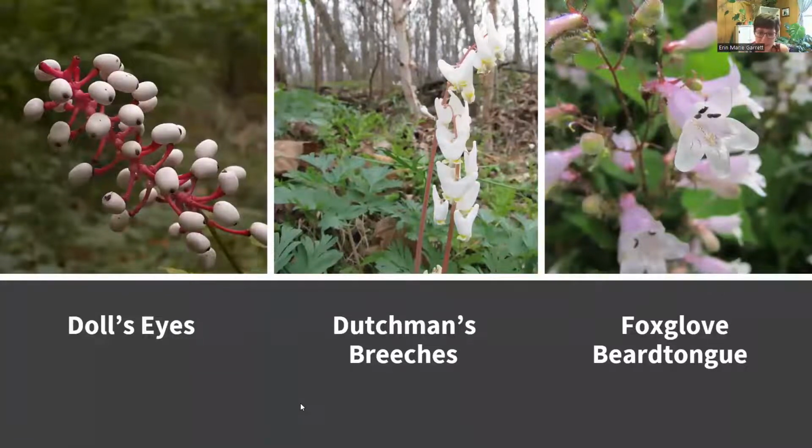Dutchman's breeches, one of my favorites. The flowers look like inflated pants. And then foxglove beard tongue. In the center of the flower, you have the pistil, which is covered in these bristly hairs. So it looks like a bearded tongue. So again, very easy based on the characteristic to remember that common name.